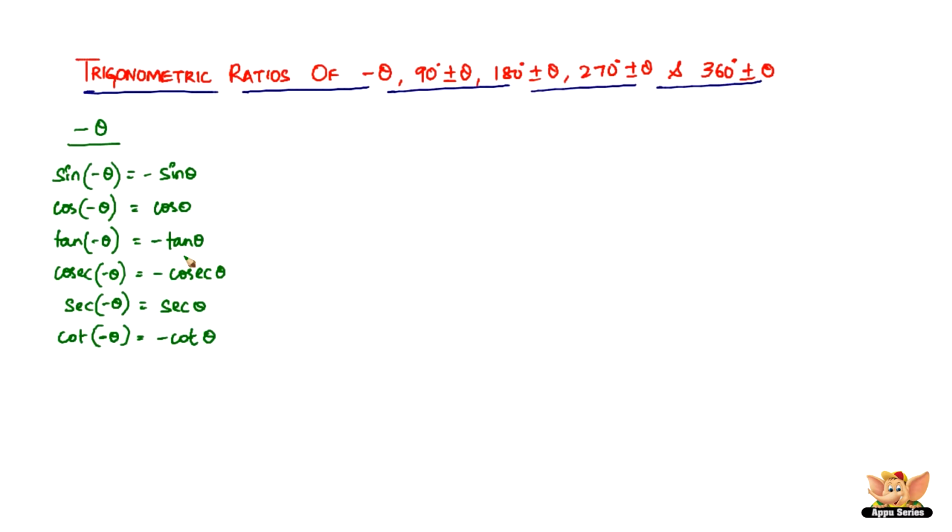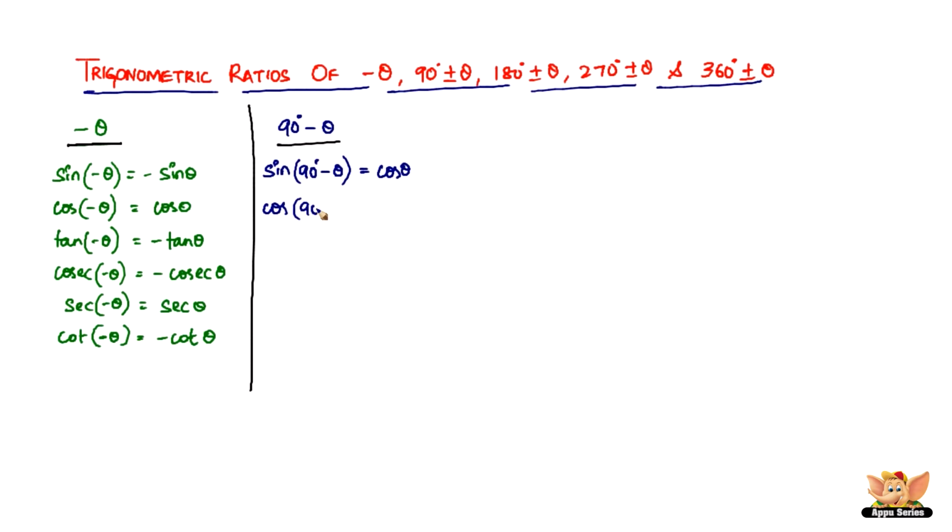Let us next go to 90 plus or minus theta. So let's start off with 90 minus theta. So 90 degrees minus theta. Let's start off with sine again as usual. Sine of 90 degrees minus theta, what's it going to be? Sine of 90 degrees minus theta is going to be cos theta. And cos of 90 degrees minus theta is going to be sine theta. And tan of 90 degrees minus theta is going to be cot theta.